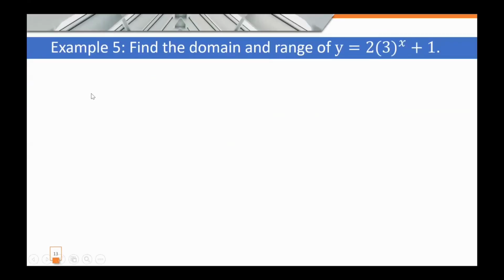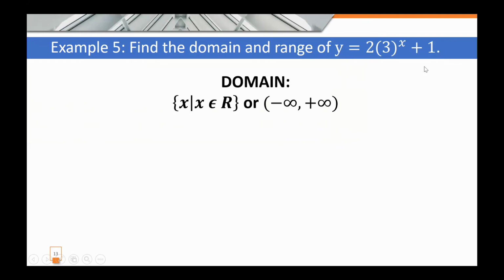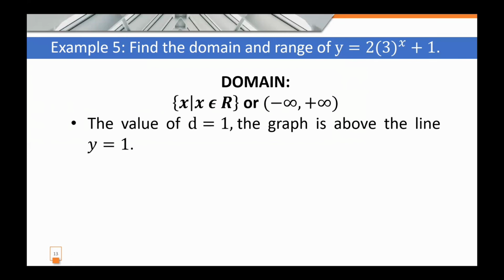Let's have example number 5. Find the domain and range of y equals 2 times 3 raised to x plus 1. So here, yung number na minultiply sa 3 raised to x ay positive number. So ibig sabihin, the graph of this function is rising. So, hindi siya falling kasi positive yung 2. And here, yung value ng d is a positive number, which is positive 1. So, therefore, yung graph will never touch the line y equals 1.